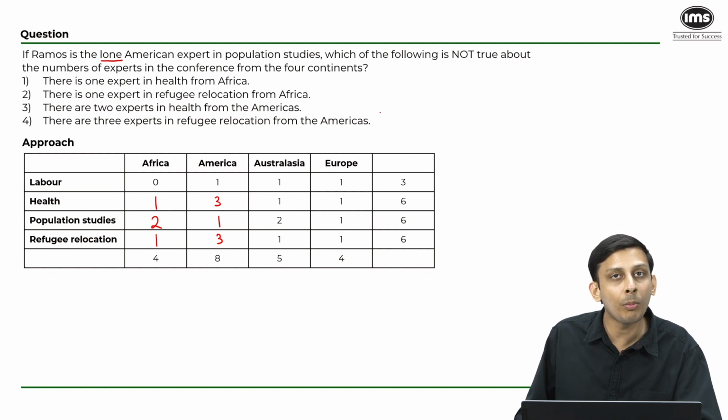Now, if we look at the options and try to find the option which is not true. The first option: there is one expert in health from Africa. Okay, we can see yes, that is true. So this is not the correct option.